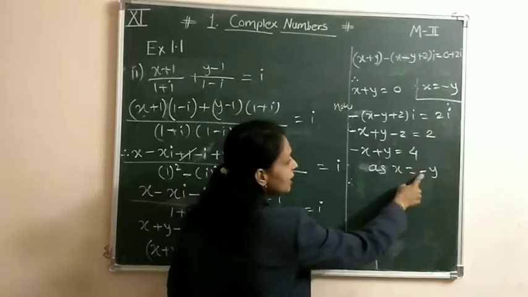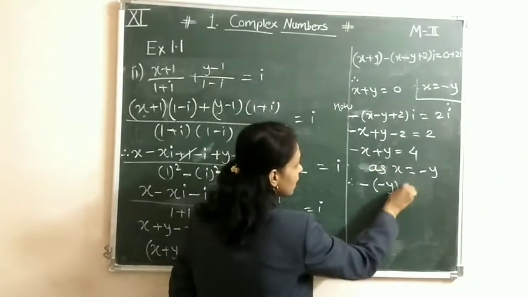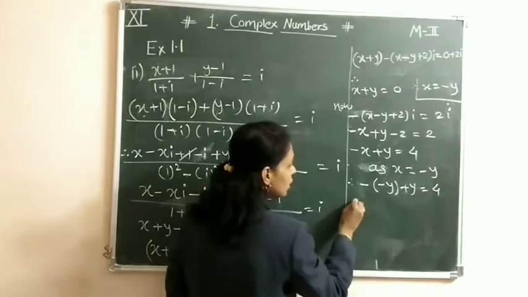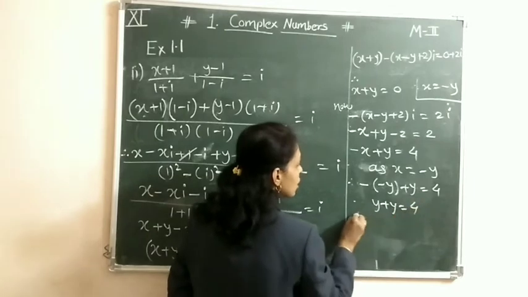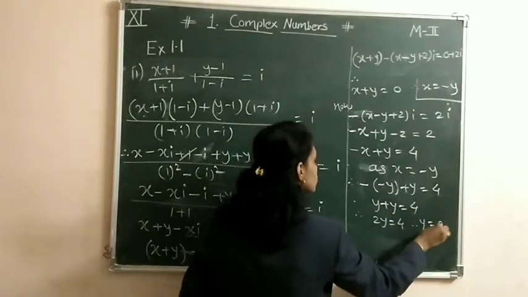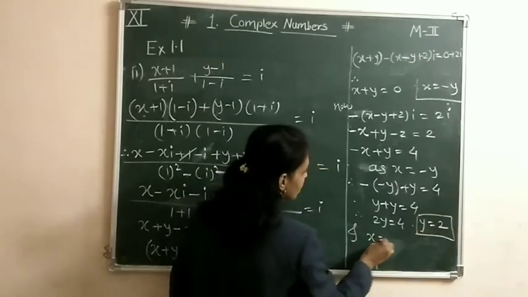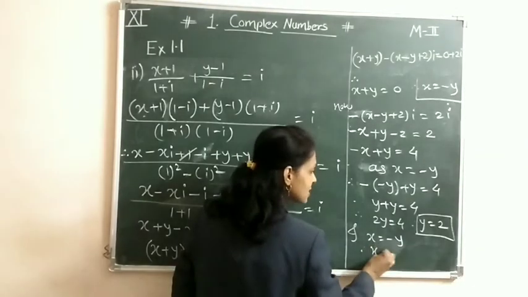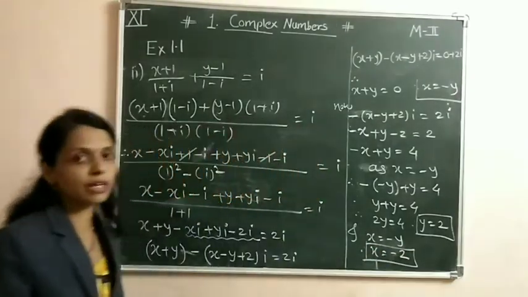Okay. But in place of x, negative 1, a negative as it is. Instead of x, we can write negative 1 plus y is equal to 4. Therefore, negative positive y plus y is equal to 4. So, 2y is equal to 4. Therefore, y is equal to 2. And x is equal to negative y. Therefore, x is equal to negative 2. So, this way we can find out the value of x and y.